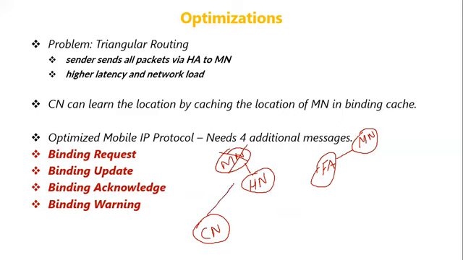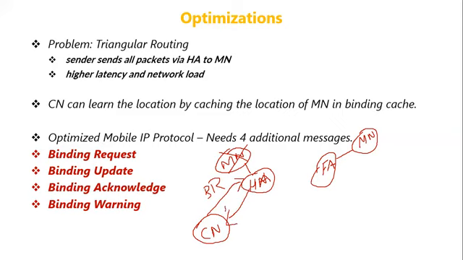So first it will place a binding request to the HA. In the home network, there will be an HA. So it will place a binding request to the HA, and as a result of that, the HA will respond with a binding update.